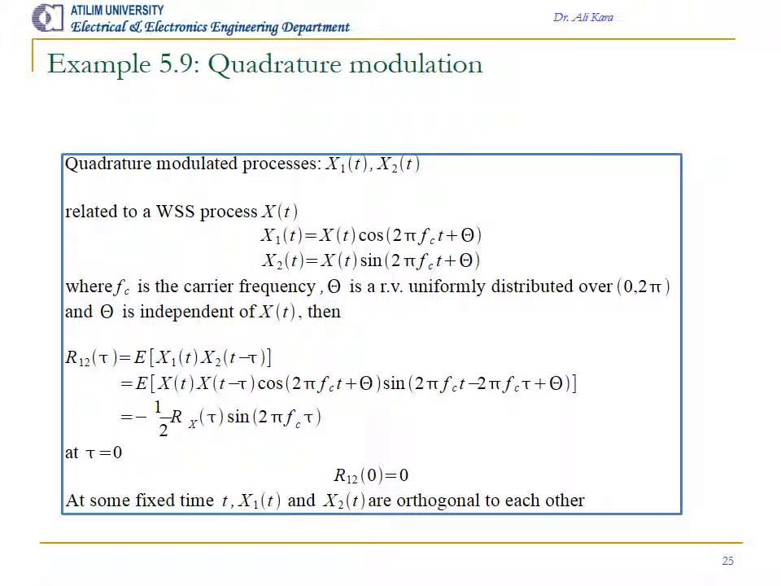Example 5.9, Quadrature modulation. Consider quadrature modulated processes, x1(t) and x2(t). Their cross-correlation is minus 1/2 times Rx(tau) times sine 2 pi fc tau, where x is the signal in x1 and x2, multiplied by the cosine and sine term. See that for tau equals 0, meaning at some fixed time, the cross-correlation is 0, meaning they are orthogonal to each other.